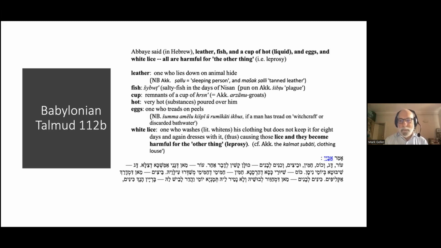Now this is interesting because it's likely to reflect Akkadian salu, being a sleeping person, and mashak sali is the term for tanned leather. Or the fish, shibuta fish, could be a pun on Akkadian shibtu, plague. So as you can see, again, Akkadian underlying in the background here, an underlying influence in a kind of typical tabular format that we know from Akkadian.